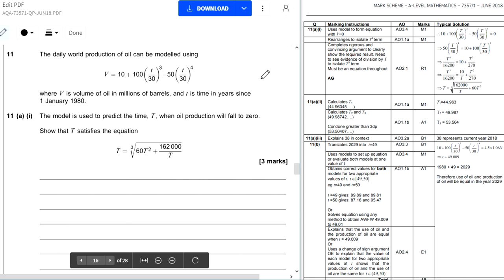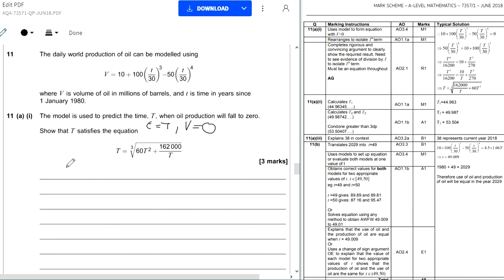Next question. The daily world production of oil can be modelled using this, where V is the volume of oil in millions of barrels, and T is the time in years since January 1980. The model is used to predict the time T when oil will fall to 0. Show that T satisfies this equation. So when time equals T, the volume of oil is going to be 0.